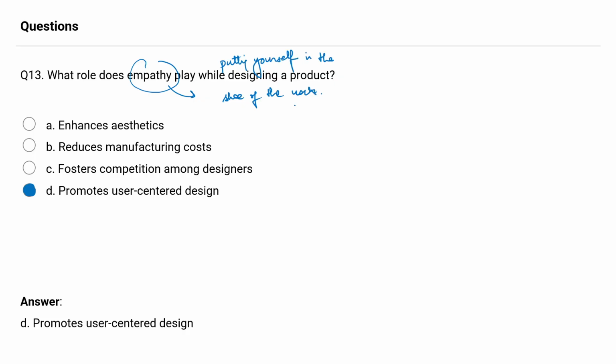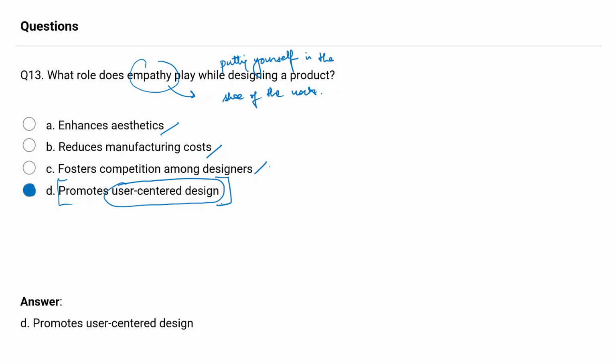All right. So when you do that, you try to understand the pain points, the challenges, the perceptions, the perspectives, and that helps you in promoting the user-centered design. Okay, human-centered design. That is the approach we try and follow. And obviously, it does not help in aesthetics or manufacturing cost or fostering competition. It is primarily to promote the user-centered approach of designing.